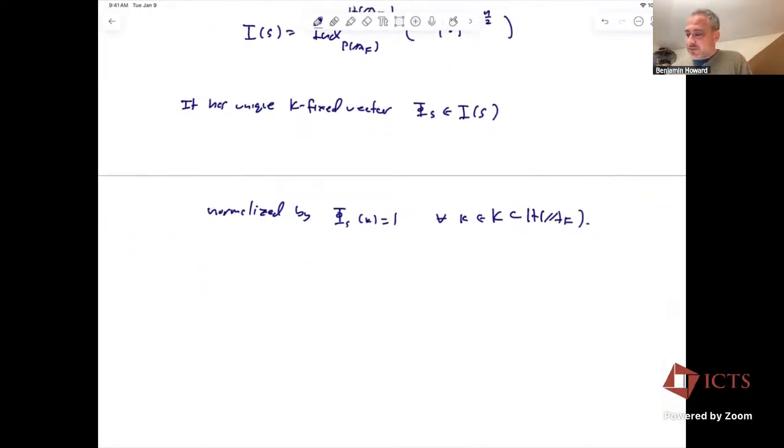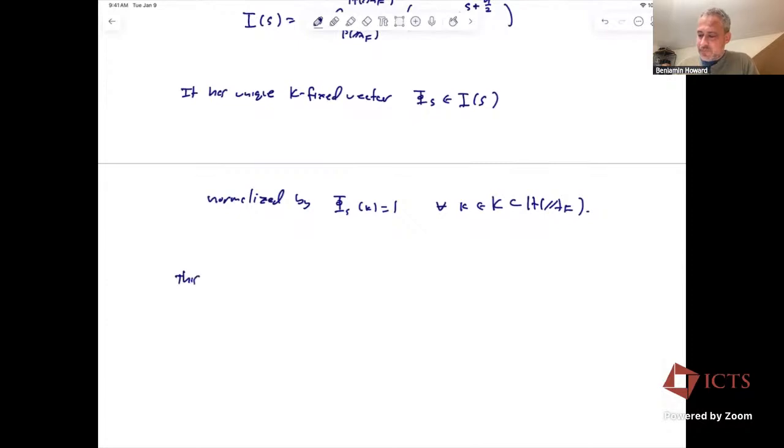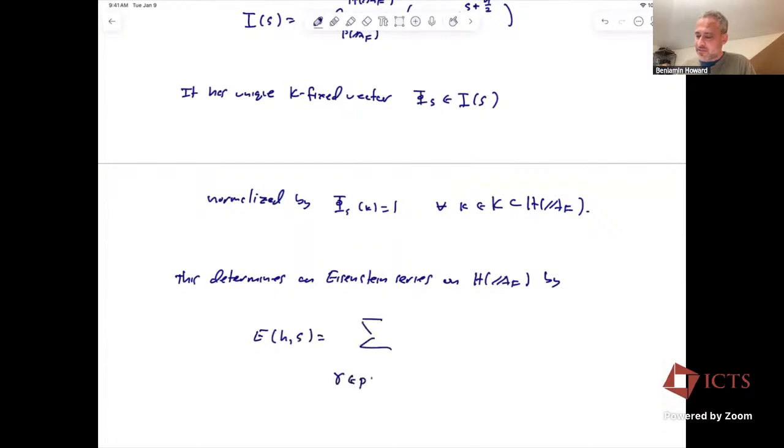And so you do the usual thing. This determines an Eisenstein series E(h, s), which is the sum over gamma of left translates of this section. So that's the Eisenstein series.